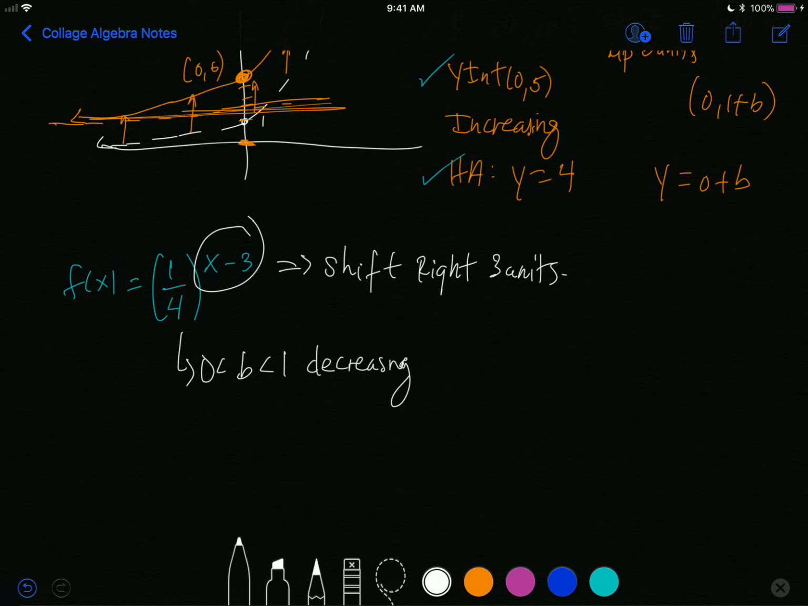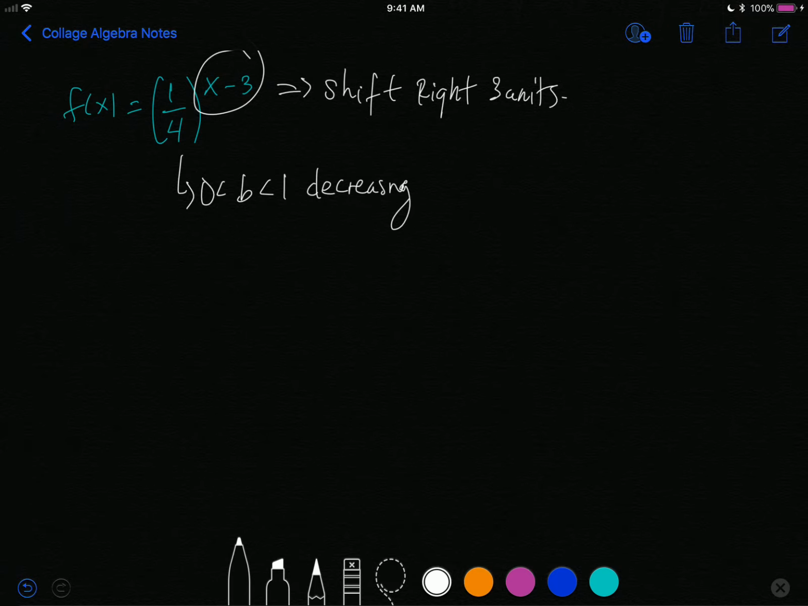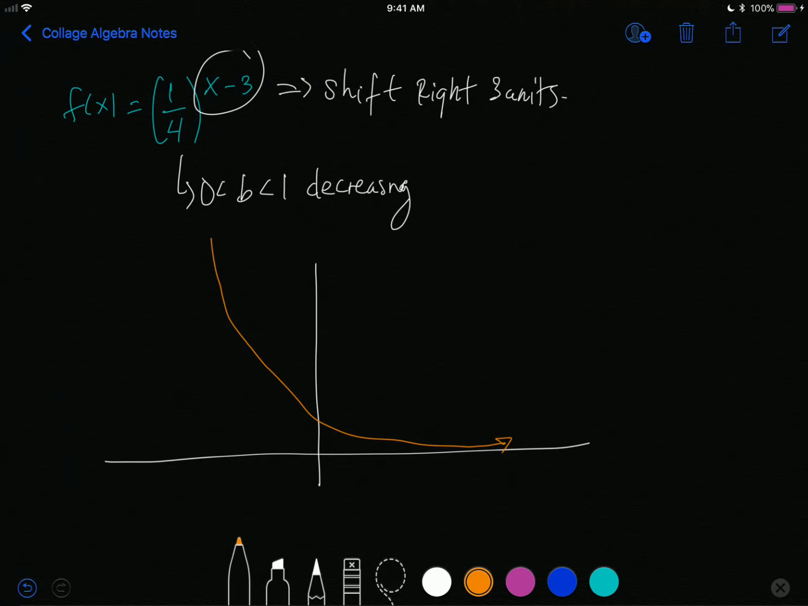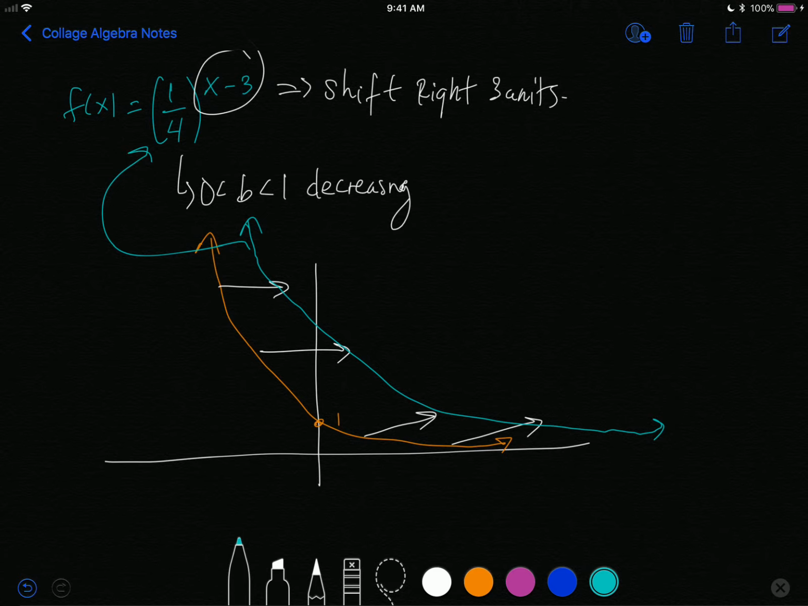And because I am shifting right 3 units, first and foremost, my graph is a decaying graph, so it'll go down. It'll still go through the point (0, 1) in the original, but now I'm pushing the graph over 3 units. In doing so, I get a graph that looks exactly the same as my original graph, but it's just 3 units over. So this right here is my shifted graph.